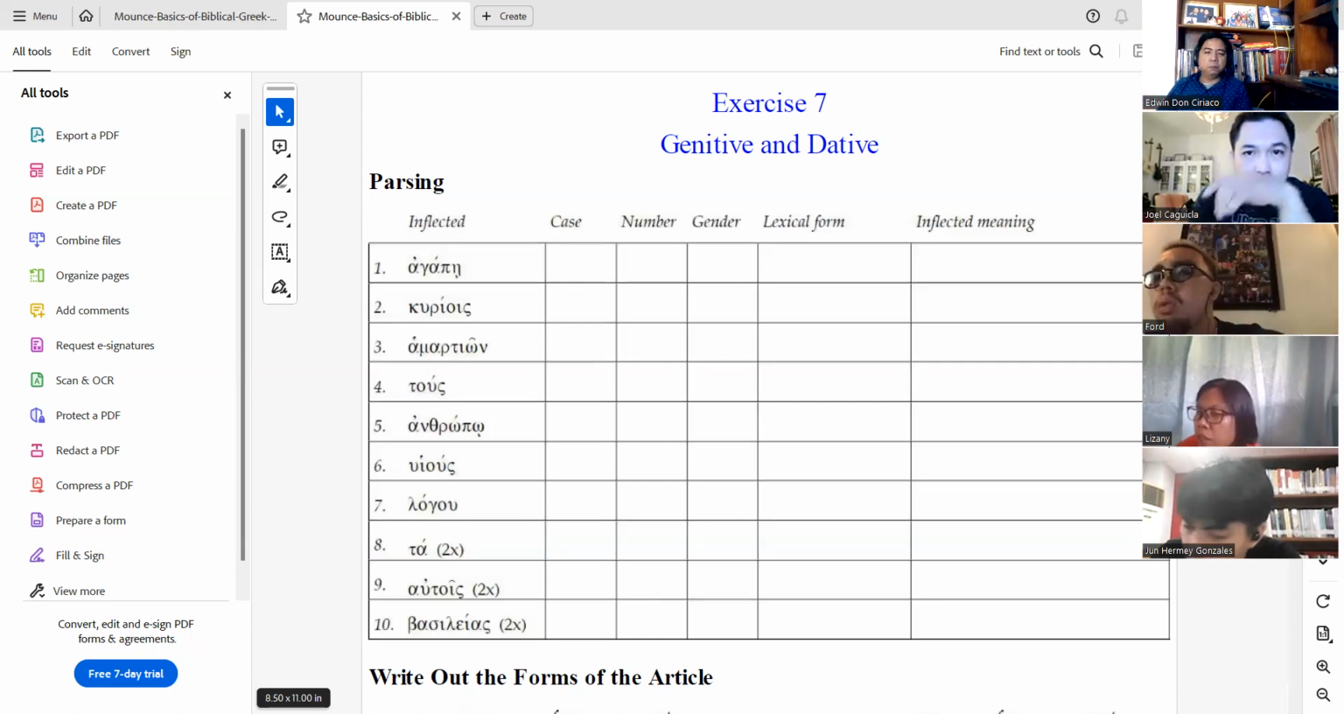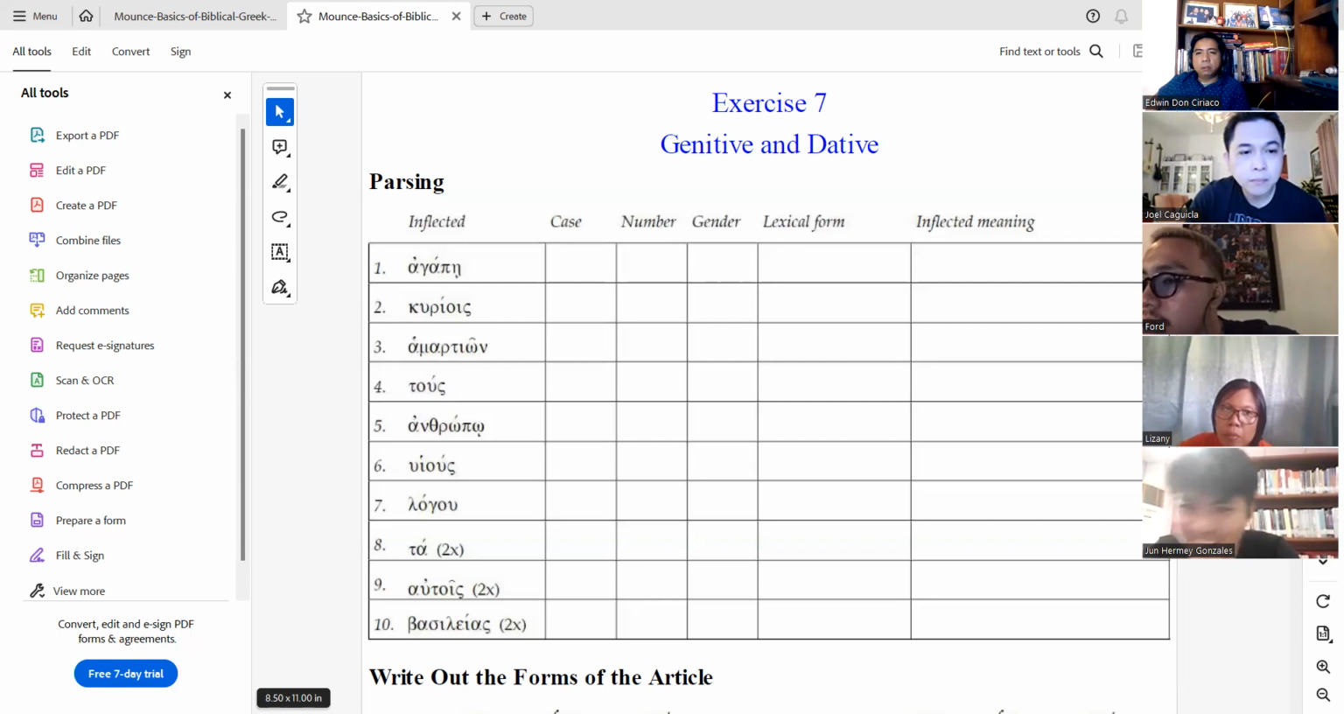Ang lexical, sir, curious. Okay, curious. Inflected meaning. Translate mo muna yung curious. Sir, you translate curious. Curious. Okay. Tama ba, sir? Lord, sir, Lord. Curious is Lord. Okay, Lord.